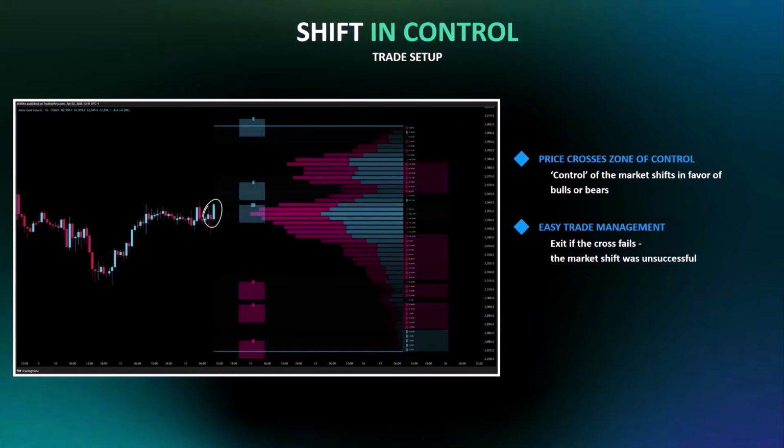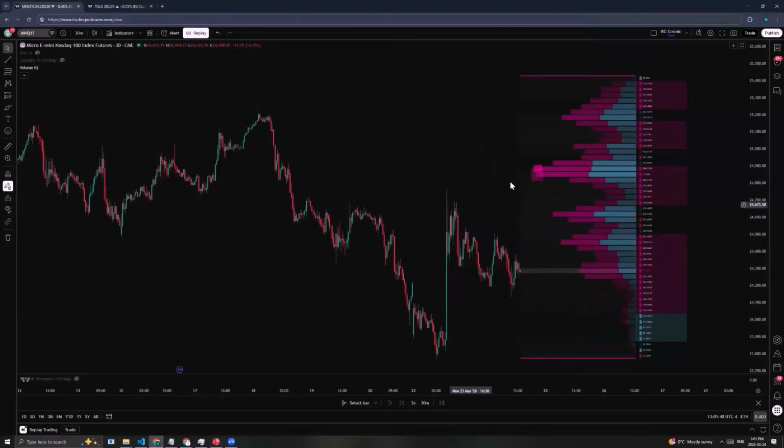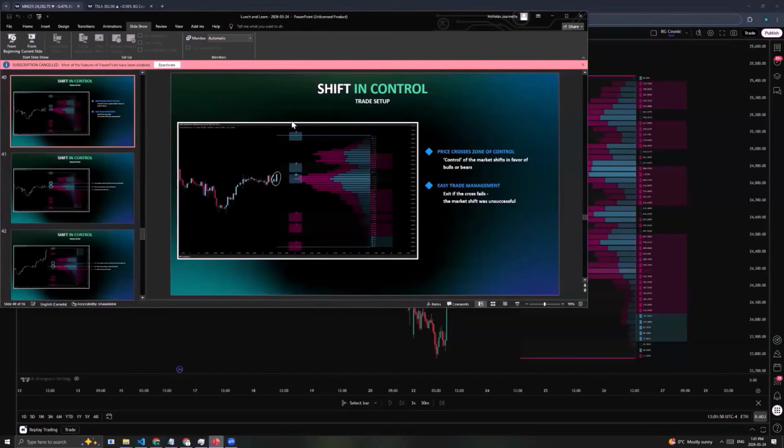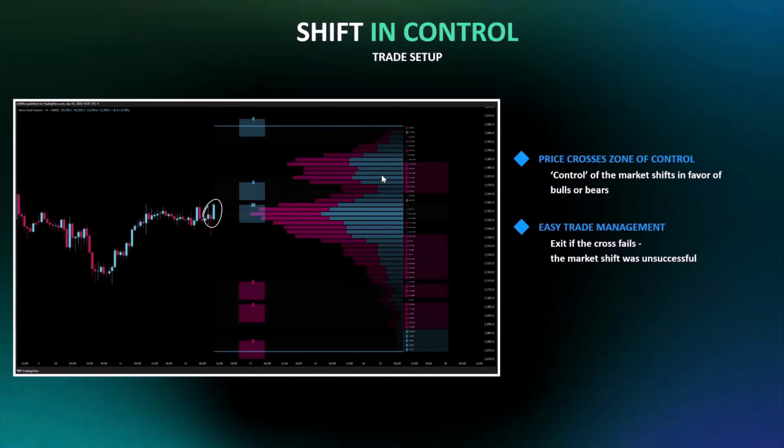But imagine it did fly up to that level, and then we crossed it. So imagine this went differently. We flew up to the zone, and then we actually broke through it. Well, that would be a sign that there's now a shift in control in the market. Because all the traders that perhaps were long at that level used to be underwater whenever we were down here. But once we break it to the upside, let's say we cross above it, the control of the market would shift in favor of bulls, because now they've got that acting as support.